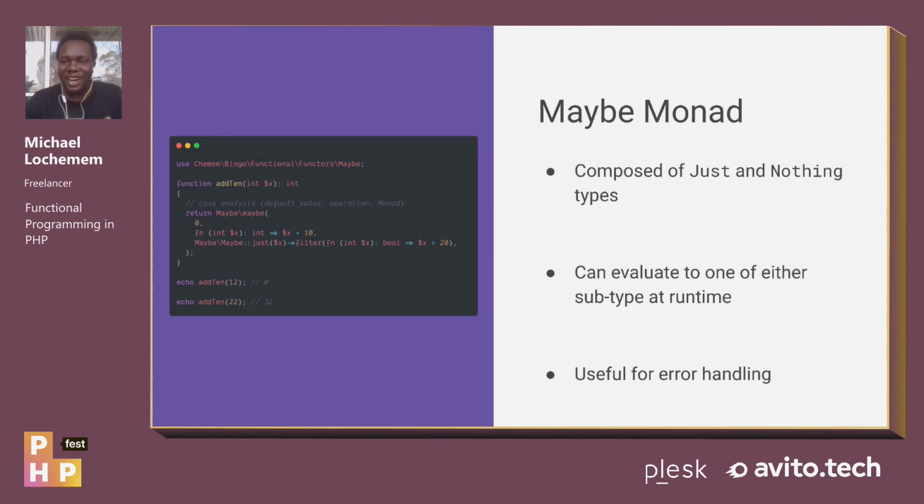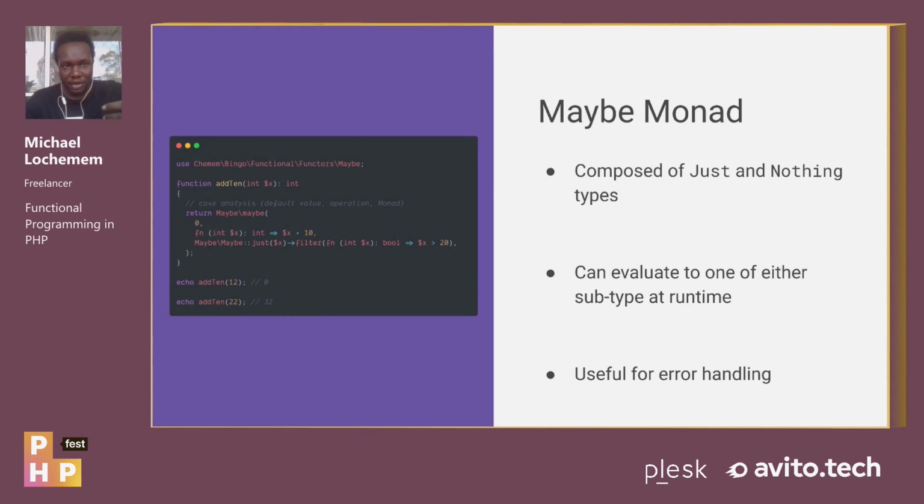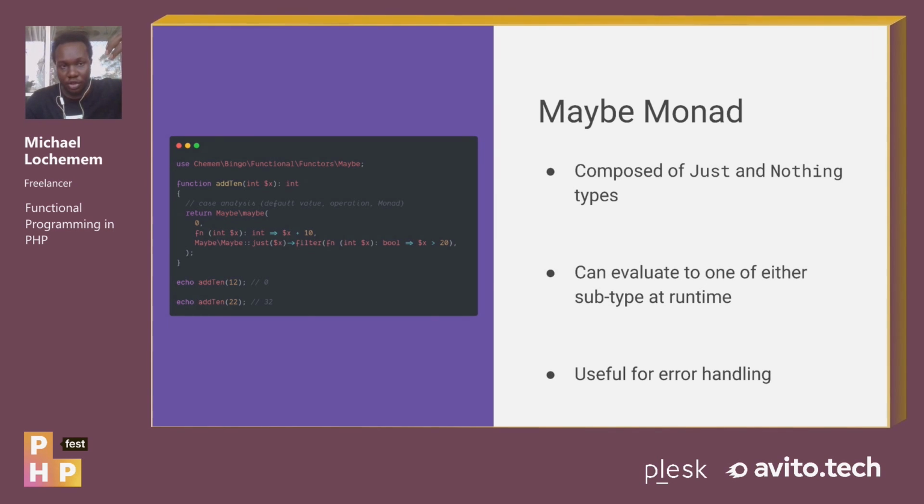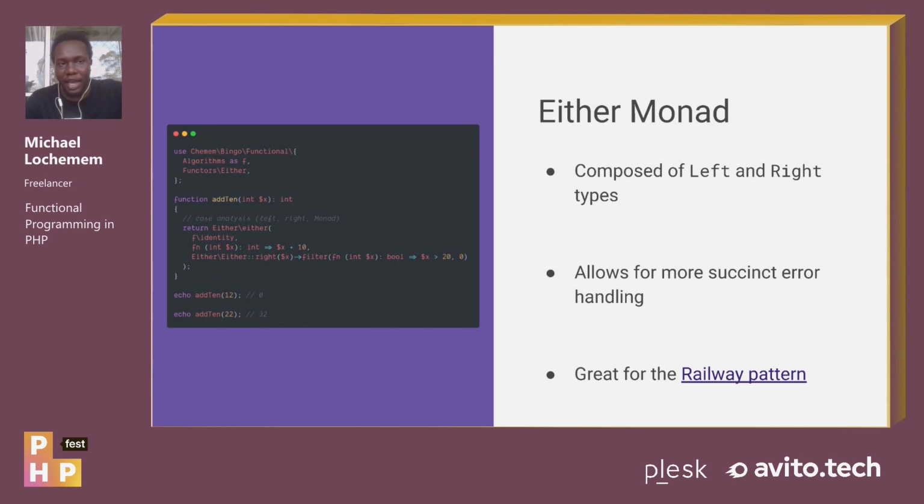You don't really want that, right? So this is a great alternative to exceptions, because the maybe monad allows you to specify a nothing value where you'd otherwise have an exception, which is not referentially transparent.